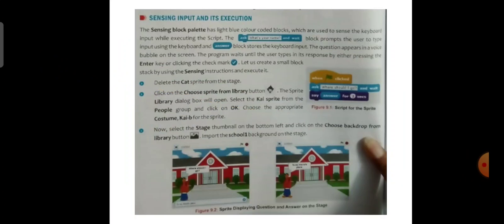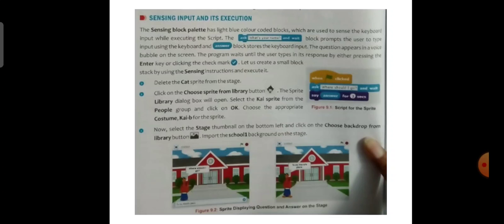Sensing input and its execution. The sensing block palette has light blue color coded blocks which are used to sense the keyboard input while executing the script. The ask what's your name and wait block prompts the user to type input using the keyboard, and the answer block stores the keyboard input. The question appears in a voice bubble on the screen. The program waits until the user types in its response by either pressing the enter key or clicking the check mark. Let us create a small block stack by using the sensing instructions and execute it.